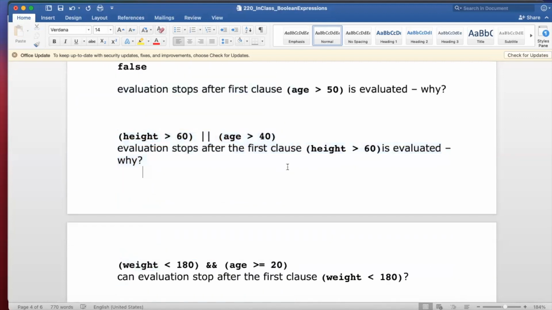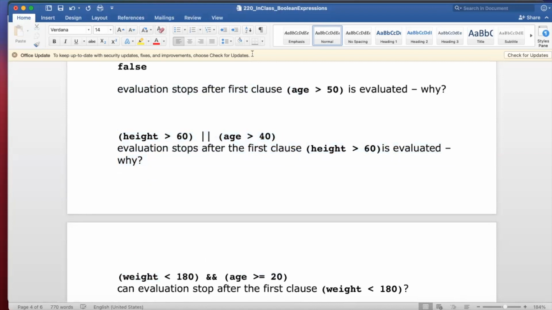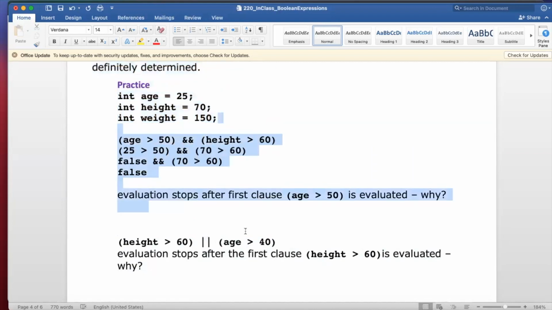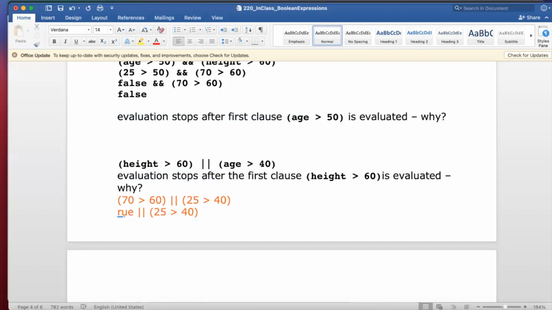Let's do another example. Suppose that we want to check to see if the height is bigger than 60 or the age is bigger than 40. Again, my first step is to fill in the value for my variables using the values from memory. So I'm going to check to see, is 70 bigger than 60 or is 25 bigger than 40? And now that I've filled in those data values, I can start evaluating the expression from left to right. I'm going to check to see, is 70 bigger than 60? That's true.